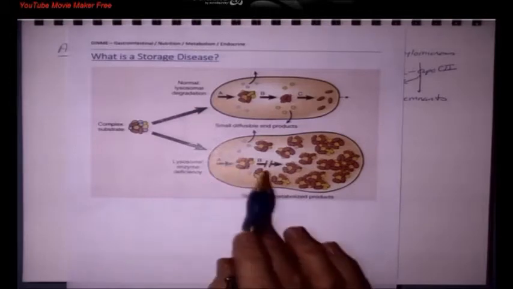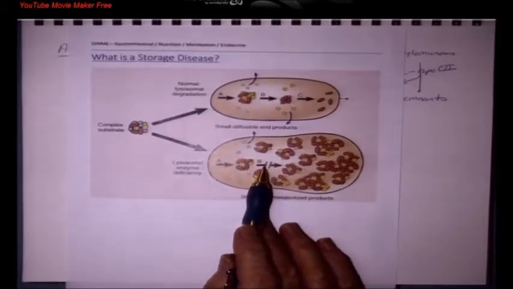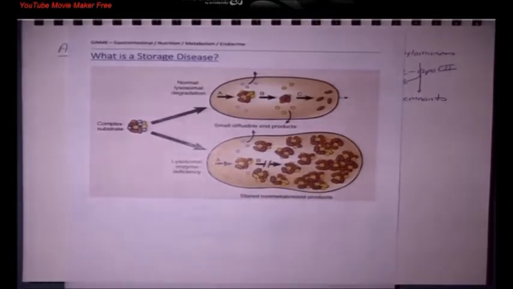This is a violation of that principle. If we have a block, we're going to build up this substrate to toxic levels. Okay? So that's the principle of pretty much all storage diseases.